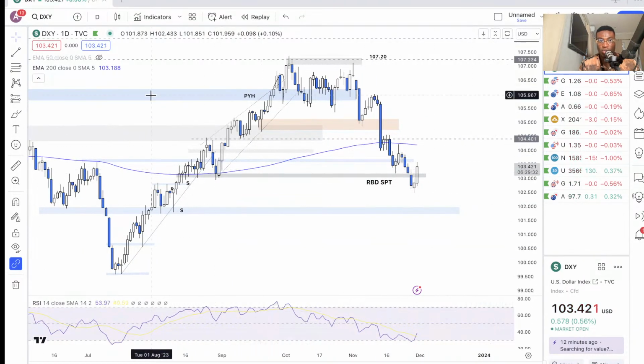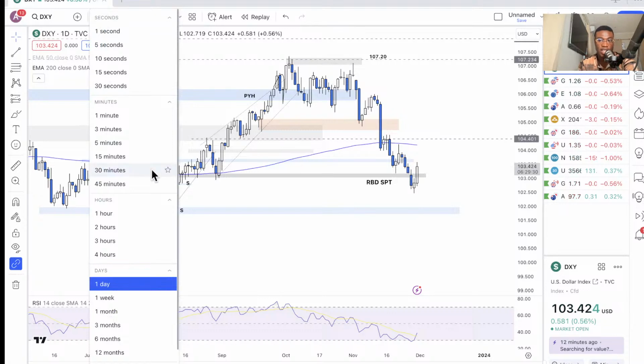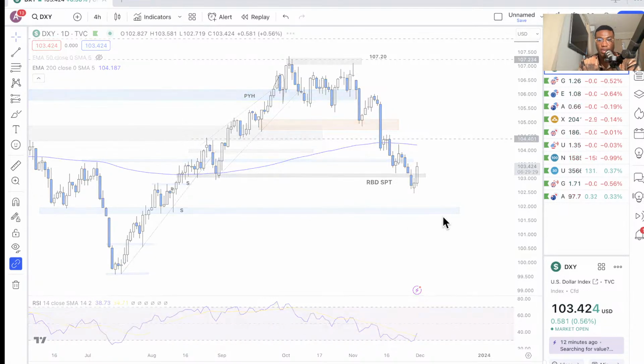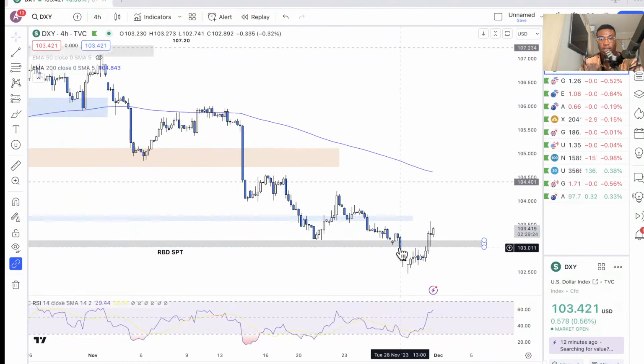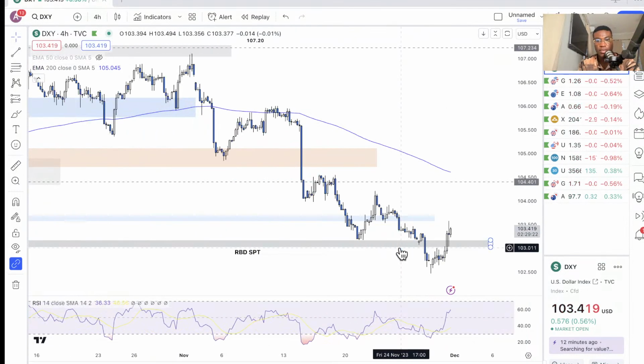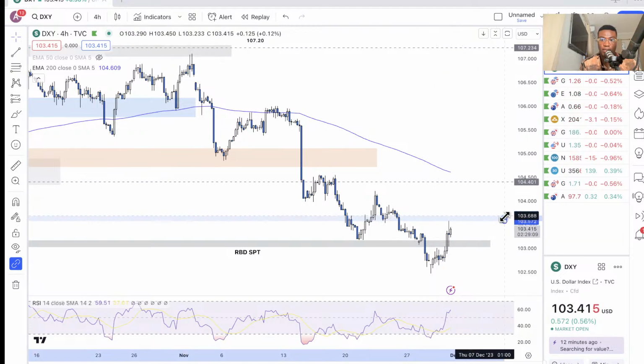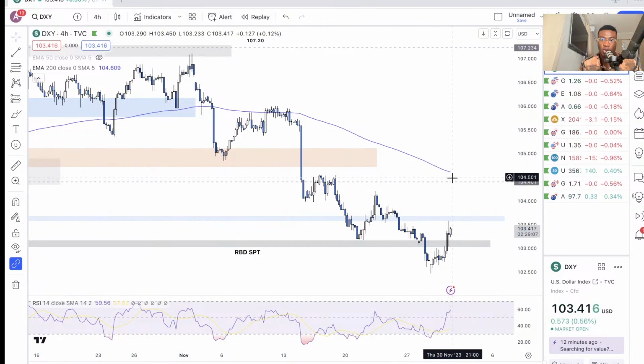I'm just going to go to the 4-hour time frame and give you guys more of an in-depth understanding of the movement of the dollar index. Like I said, the retest was not successful. The news came out, the dollar reacted and broke above, but it doesn't mean we're bullish, because we have this key level here: the 200 period moving average.